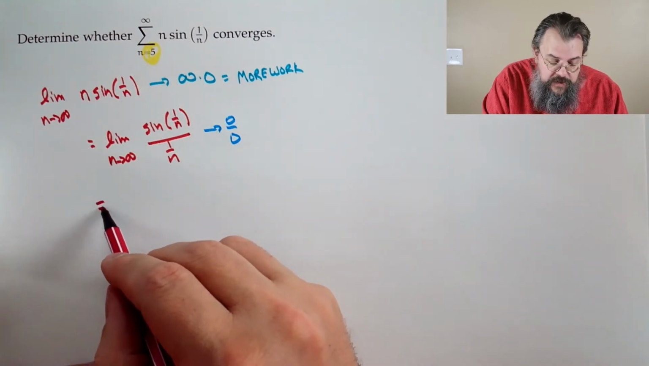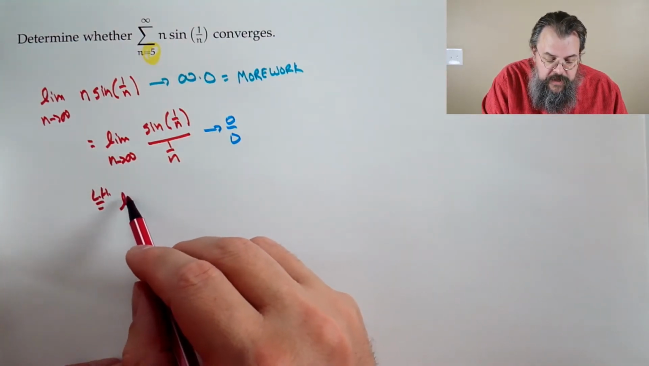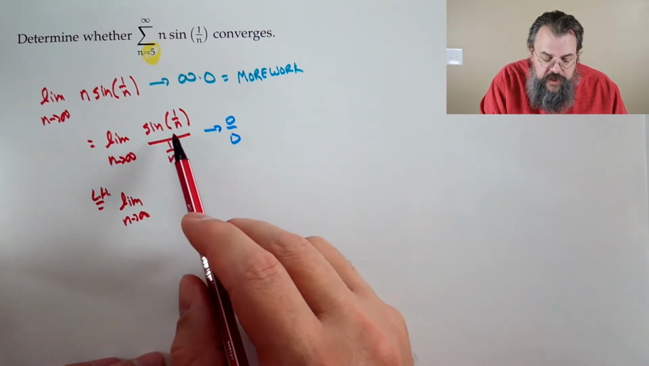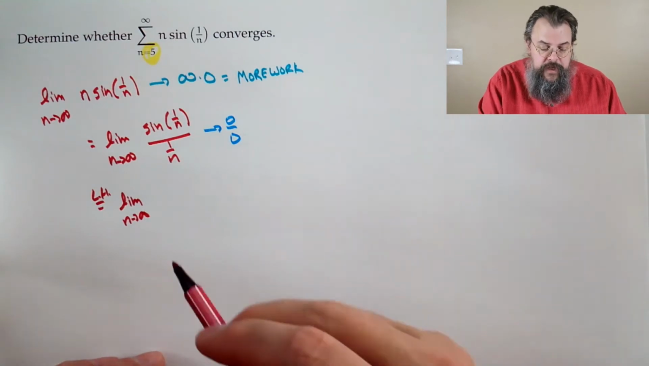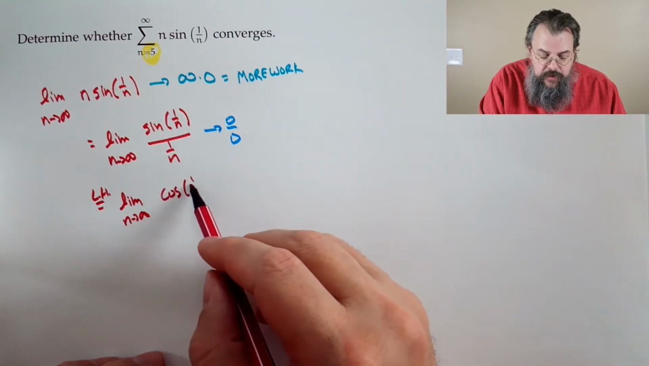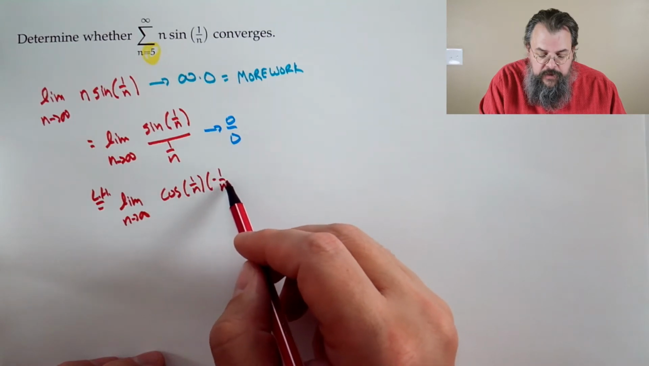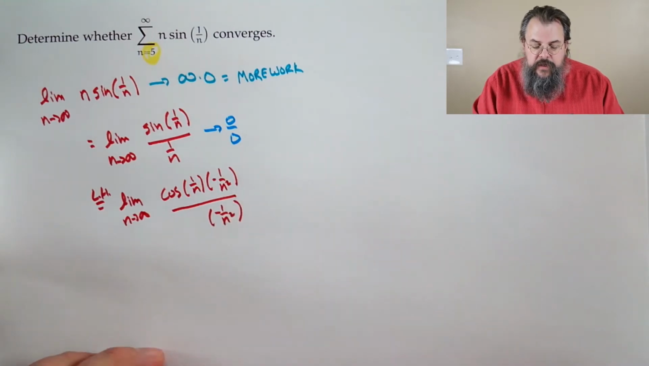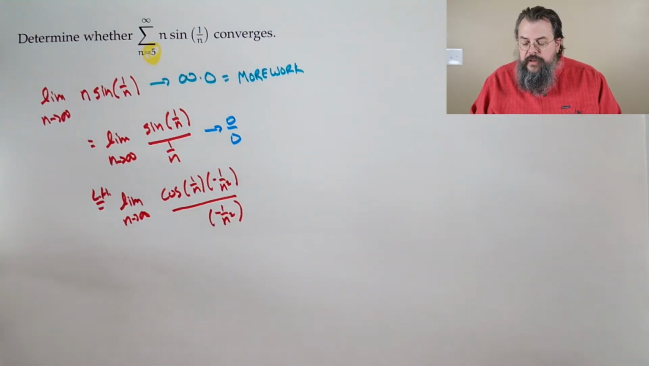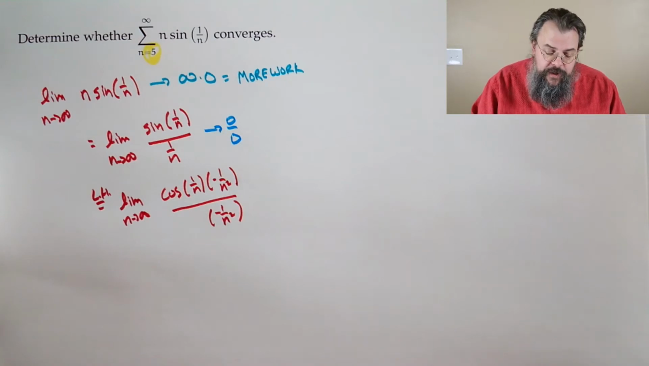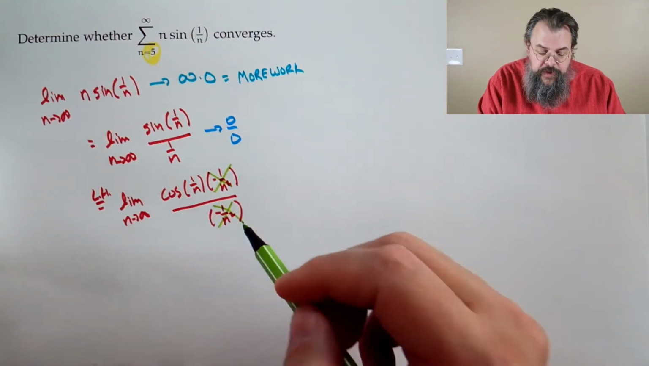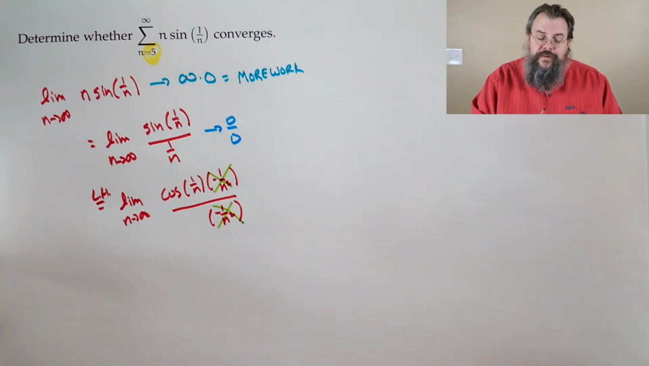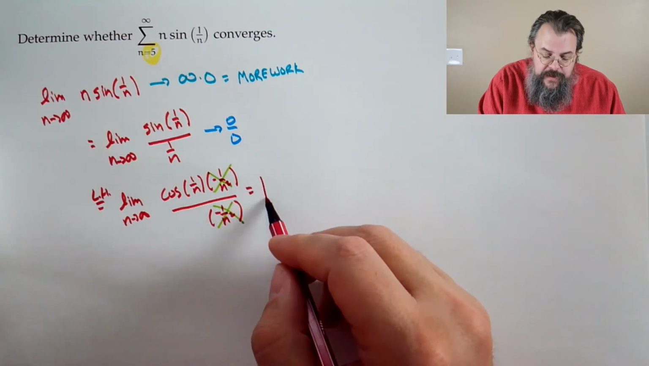So this is equal to, according to the rule, the limit as n goes to infinity, and we use the chain rule, and n is our variable here. The derivative of sine is cosine 1 over n times the derivative of the inside, minus 1 over n squared. Downstairs, the derivative of 1 over n is minus 1 over n squared. And now, wow, amazing, the minus 1 over n squareds cancel. So it's cosine 1 over n. Well, 1 over n goes to 0. This goes to cosine 0, which is 1. Great.